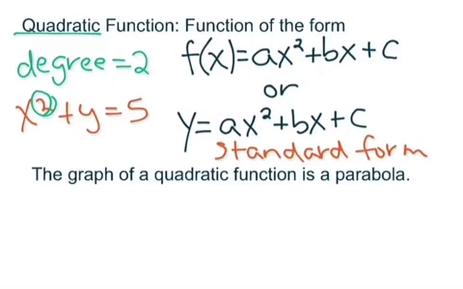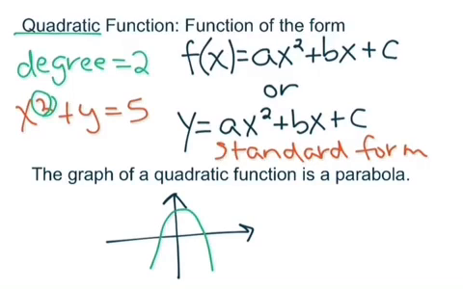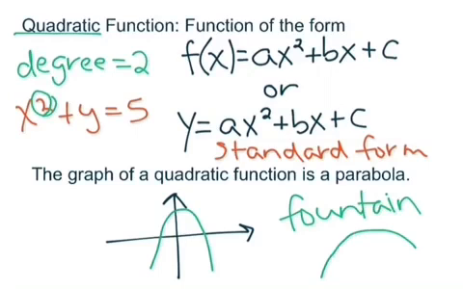Now, the graph of a quadratic function is always going to be a shape called a parabola. A parabola is kind of like an arch. It looks like that. The example they give in the textbook is a fountain. When water sprays up out of a fountain, it always sprays in a parabola shape.